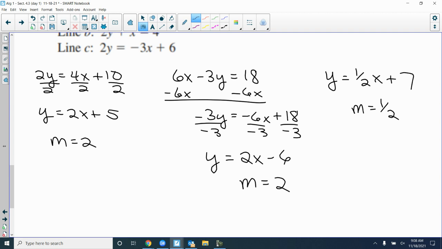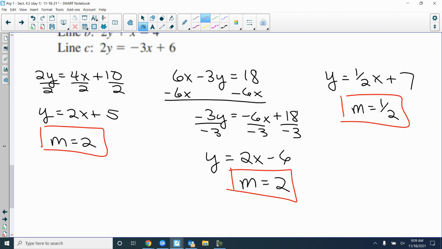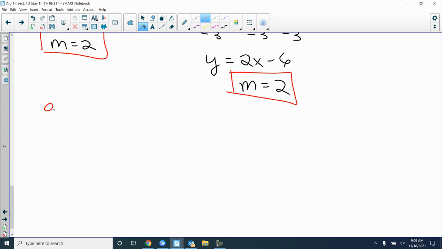Abby, at this point here, are any of these lines parallel? Yep, which two? Or how are they listed on yours? They're listed line A, B, or C. Would you say line A and B or line B and C? What would you say? A and B. So line A and B are parallel. Good.